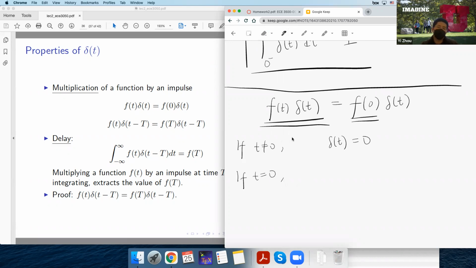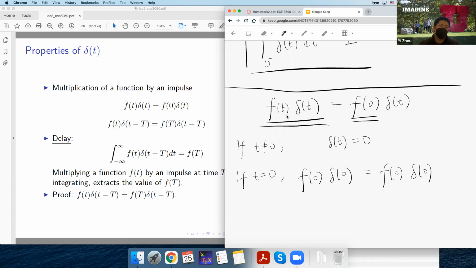However, if t equals 0, the left-hand side becomes f(0) delta(0). And the right-hand side also becomes f(0) delta(0). So this shows that these two are equivalent because of this multiplication by the delta, the impulse. So this gives us a way to simplify the formulas.